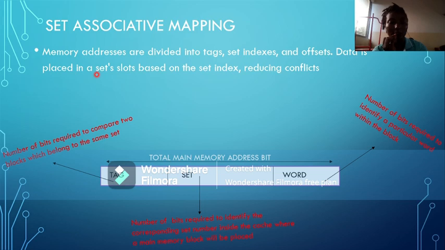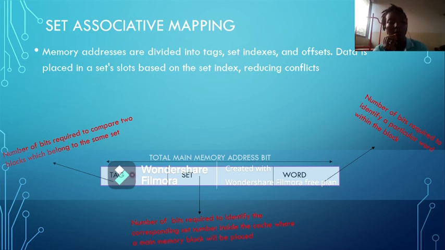In set associative mapping, we have something called the main memory address. The main memory address is divided into tag, set, and word or offset. A tag is the number of bits required to compare two blocks which belong to the same set. A set is the number of bits required to identify the corresponding set number inside the cache where a main memory block will be placed. The word is the number of bits required to identify a particular word within the block.